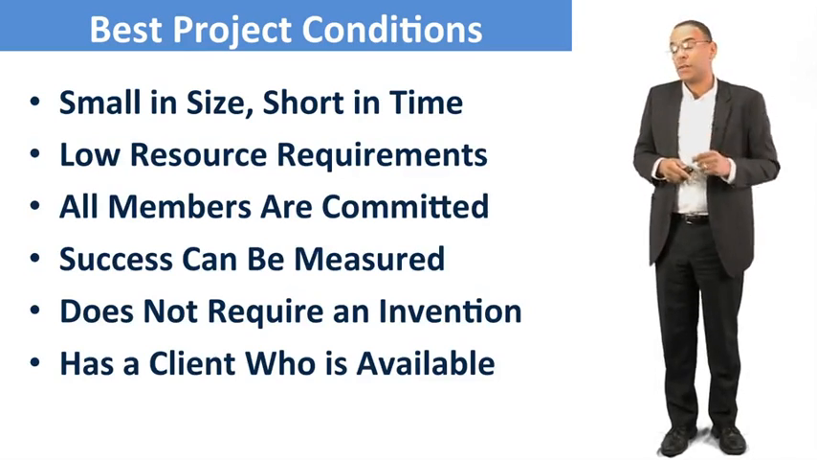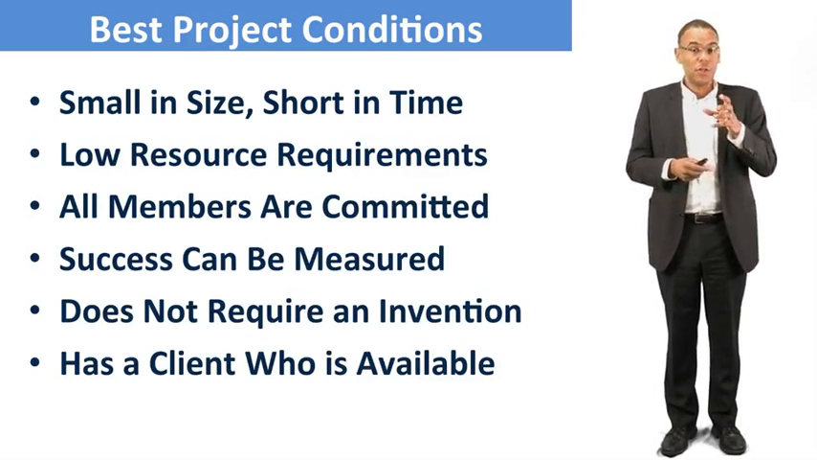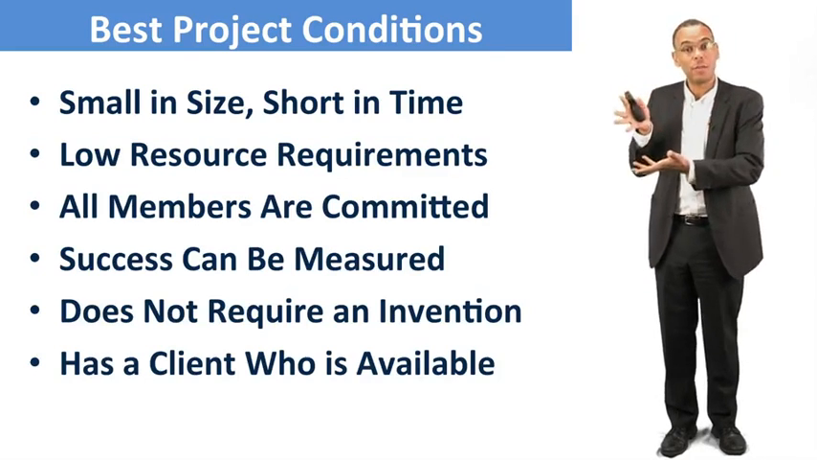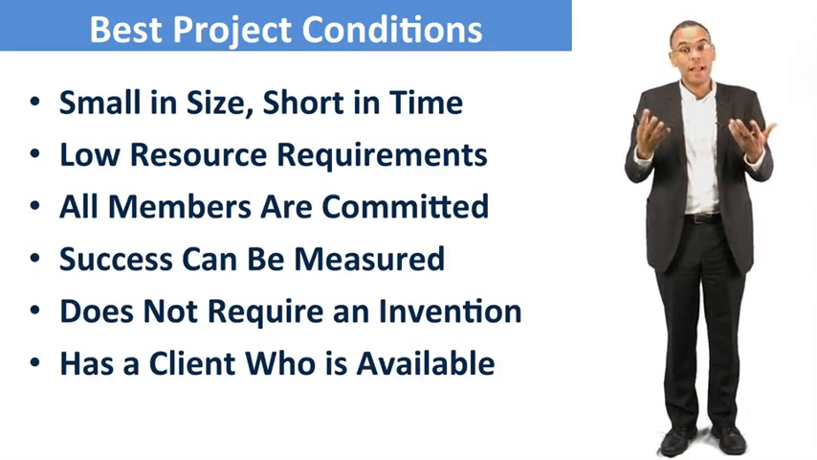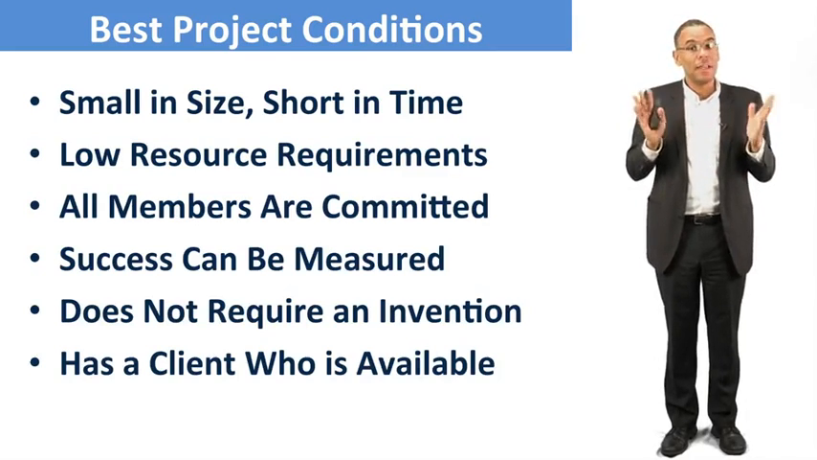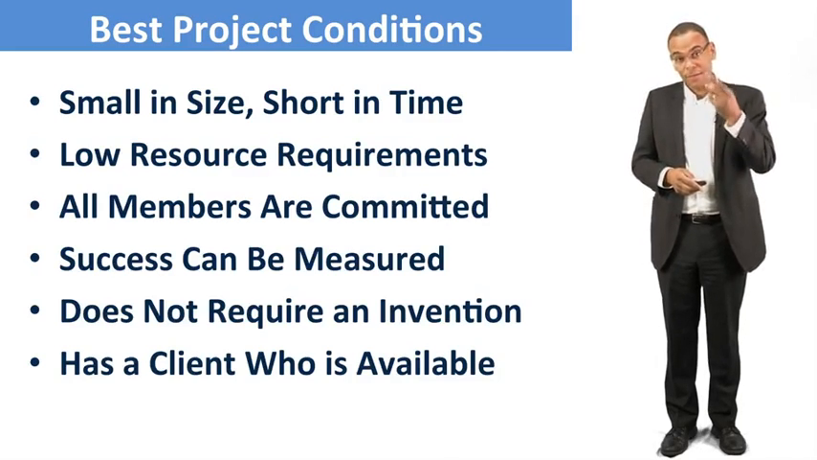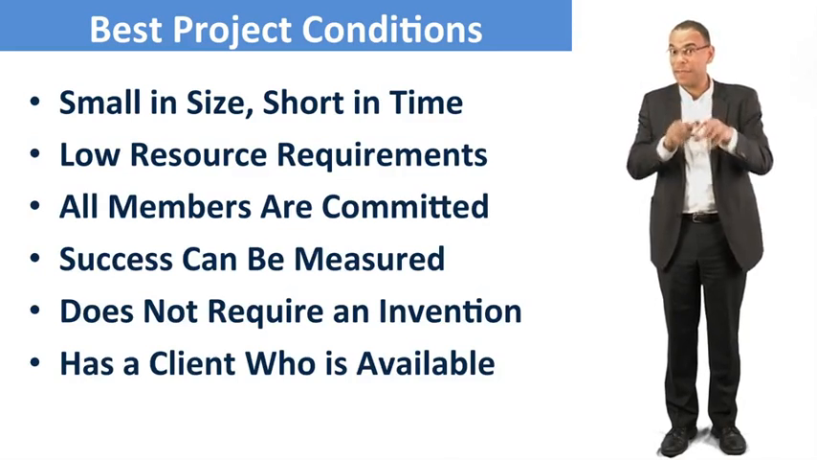Also, again, the project would have an available client. So the person for whom you're innovating, you want to be able to interact with them. You want to be able to try things out. Say, hey, what do you think of this? What do you think of that? And if they're available, they can give you feedback. If they're not available, it's very difficult to get feedback from them, in which case you'll only be innovating for yourself and not actually trying to make someone out there happy.